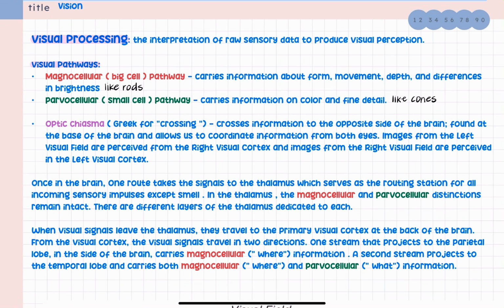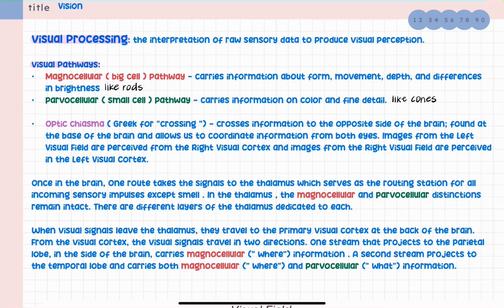Once in the brain, one route takes a signal to the thalamus, which serves as the routing station for all incoming sensory impulses except smell. The thalamus deals with all five senses except for smell, so it deals with four senses. In the thalamus, the magnocellular and parvocellular distinction remains intact. There are different layers of the thalamus dedicated to each.